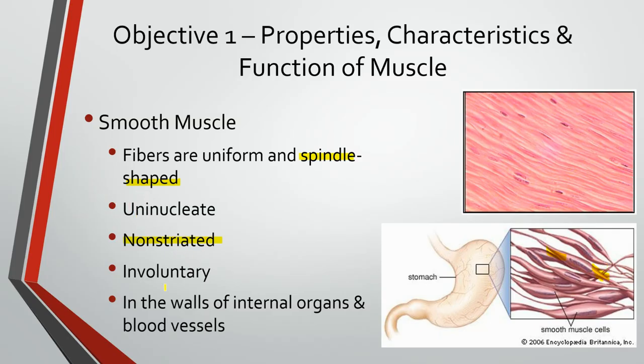They have one nucleus. They are also involuntary. We don't have to tell the food to move through our digestive tract. The digestive tract just naturally pushes it through. And so we'll find this in the walls of our internal organs, like our digestive tract, our bladder, things like that. Also your blood vessels.